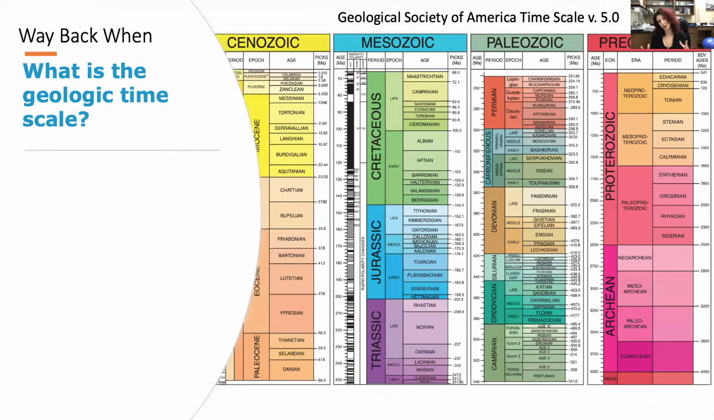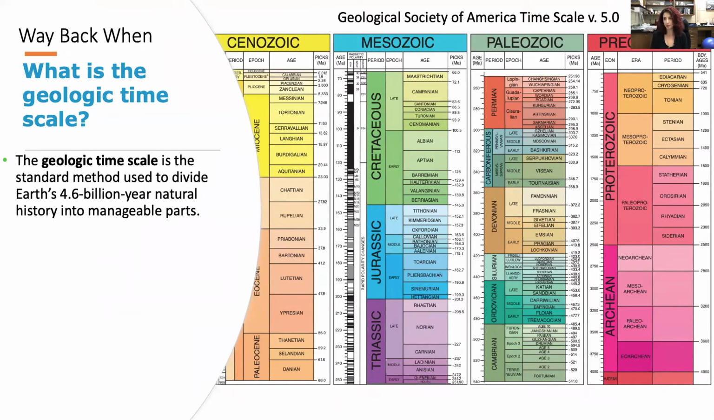So I've used this term a lot, geological time. What is geological time? We can say millions and billions of years, but really what does this mean? So the geological time scale is the standard method used to divide Earth's 4.6 billion year history into manageable parts, something that we can have a common language of understanding about. If I say the Proterozoic, people know what period of Earth's history that I'm talking about.